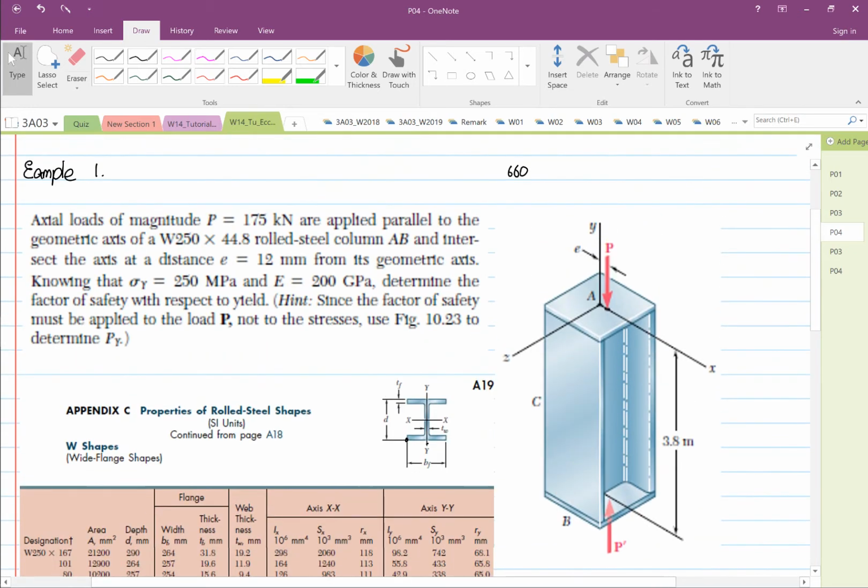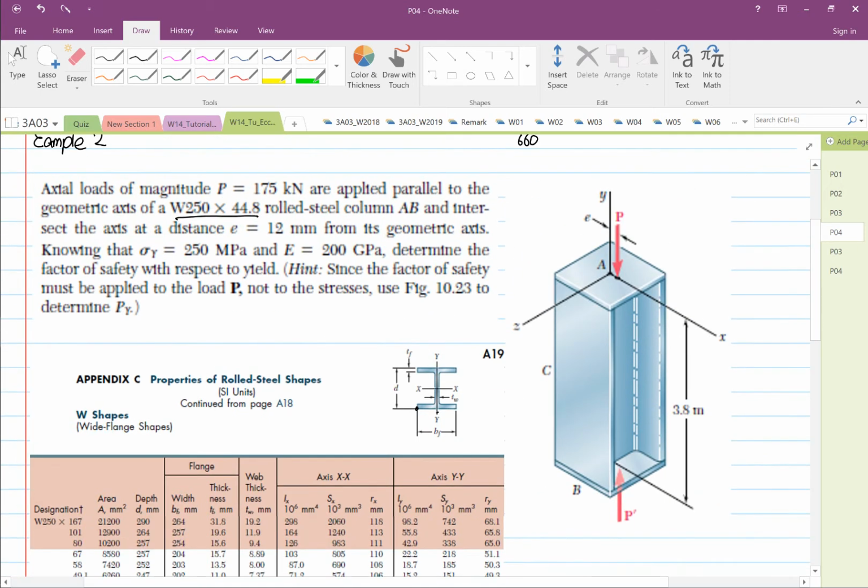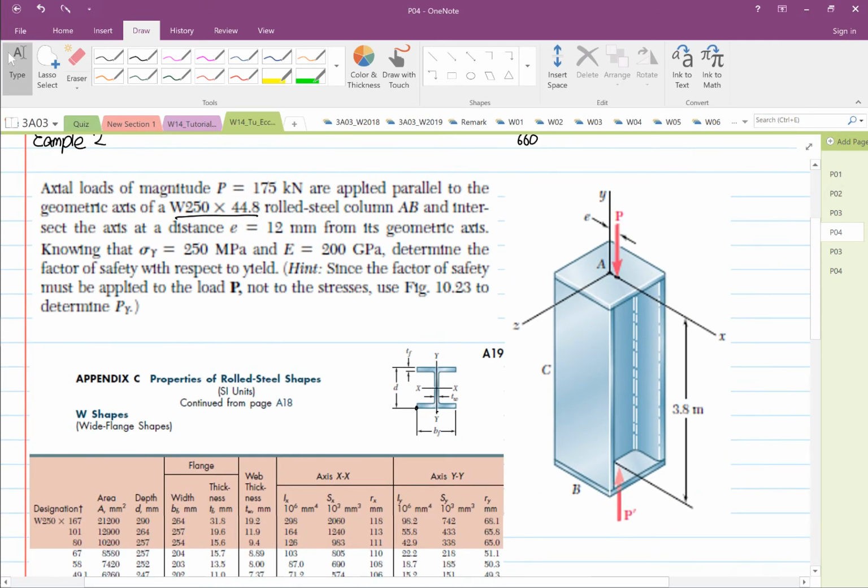Okay, this is example number 2 that we're going to do now. An axial load of magnitude 175 kilonewton is applied to a rolled steel column of this size. Given that the eccentricity e is 12 millimeters from the geometric axis, and knowing that the yield is 250 and E is 200 gigapascal, determine the factor of safety with respect to yielding.